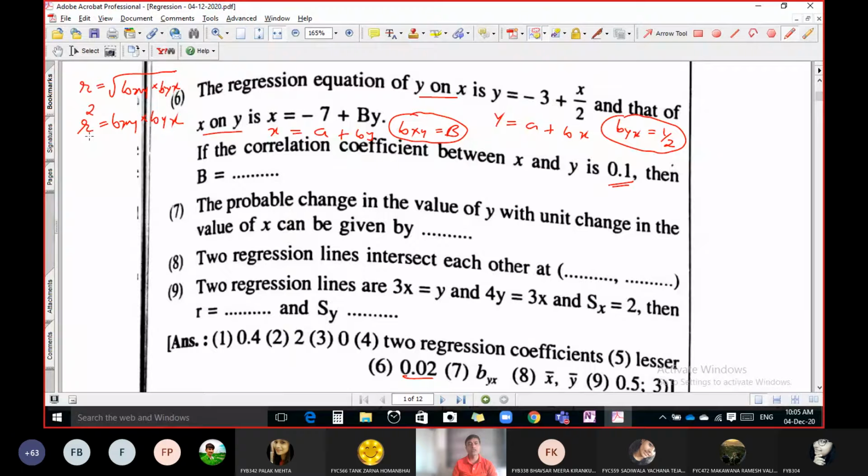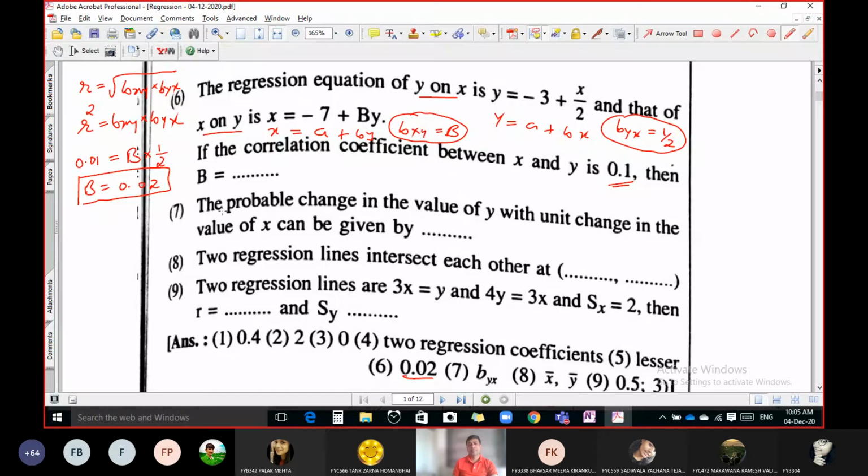So 0.1 square is 0.01. What is bxy? That is nothing but capital B. And what is byx? That is nothing but 1 by 2. Now take this 2 to the other side. So we get the value of B as 0.02. That is the way to obtain the value of B for this particular question.